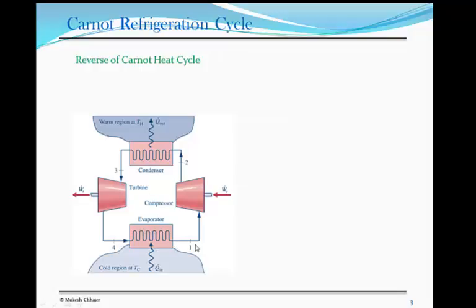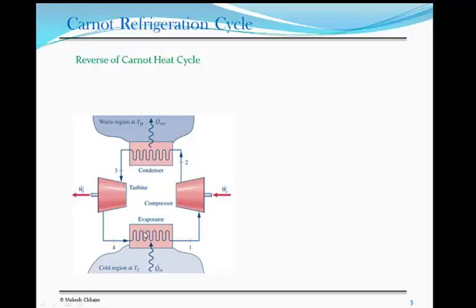In this case, let's start from here where the working fluid goes to the compressor. It gets compressed, which means you are doing work on it. Then it goes into the condenser where the heat is rejected, thrown out of the system. Then it's pushed into the turbine, where it expands and does some useful work, and then it's put back into the evaporator.